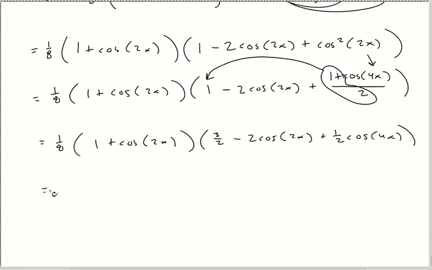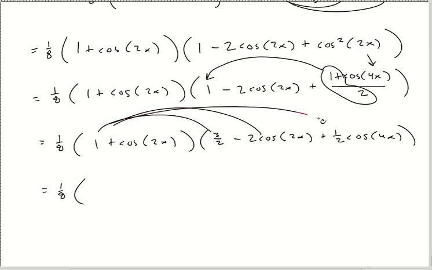Yes, I'm going to keep foiling it. And so then this guy, the 1 times everything, my cosine times everything. So here we go. I'm going to do the best I can here. I mean, I have my answer here at the bottom, and it's crazy looking, but this is looking ultra crazy.